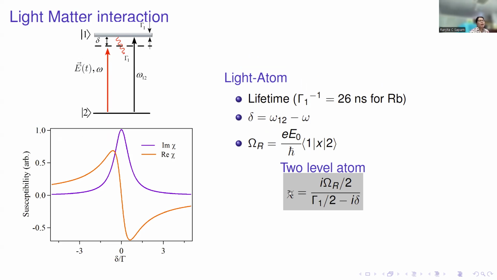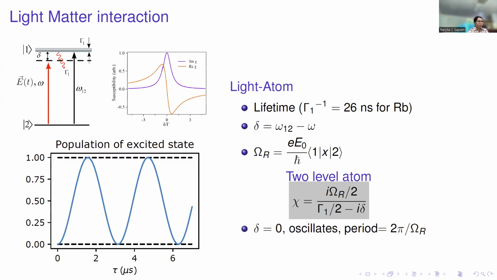The susceptibility has two parts: one is the imaginary part and the other is the real part. So if I solve this expression for these two-level interactions with the laser light, I can extract the susceptibility, the real part proportional to the dispersion and the imaginary part proportional to the absorption, which is represented by the blue curve here.